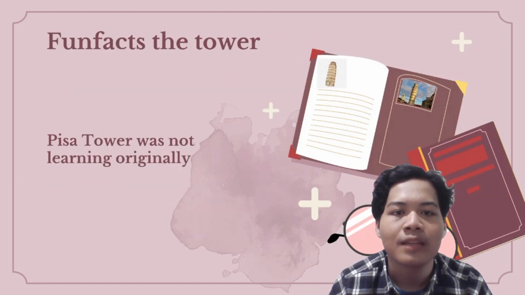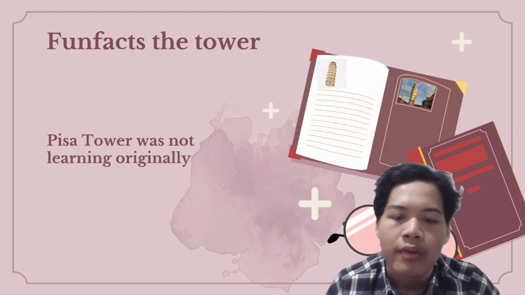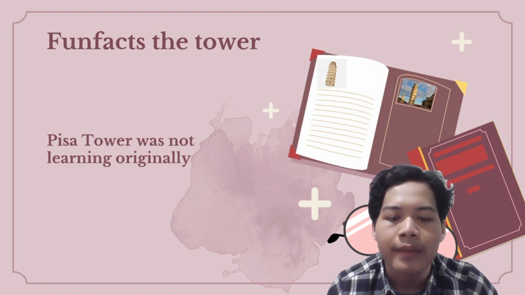I'd like to start with some fun facts about the tower. Originally designed to be a bell tower, it stood upright for 5 years, but when the third floor was completed in 1178, it began to lean.